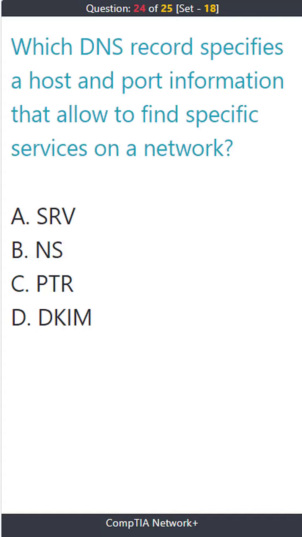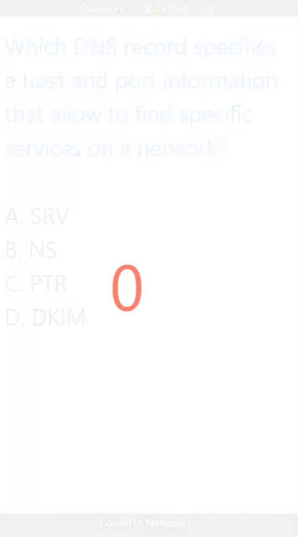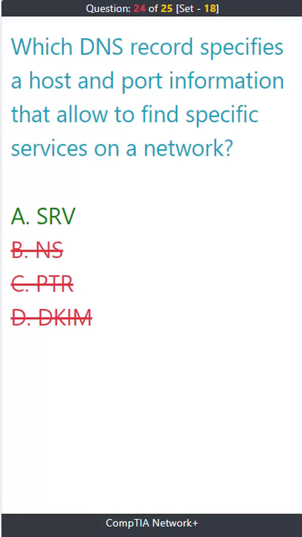Question 24. Which DNS record specifies host and port information that allow to find specific services on a network? A. SRV. B. NS. C. PTR. D. DKIM. The correct answer is A. SRV.